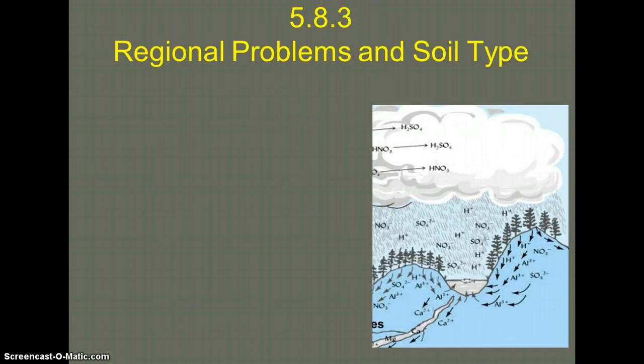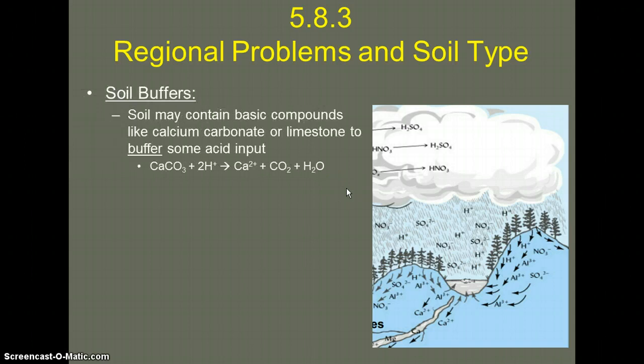Now we're going to talk about other things about regionality. The soil is going to impact regionality. Soils have buffers. Limestone is kind of like chalk, and same thing with calcium carbonate. When we add acid to calcium carbonate, it releases the calcium and makes water. That's what a buffer is. I'm not expecting you to know the details other than limestone acts as a buffer and makes things less acidic.